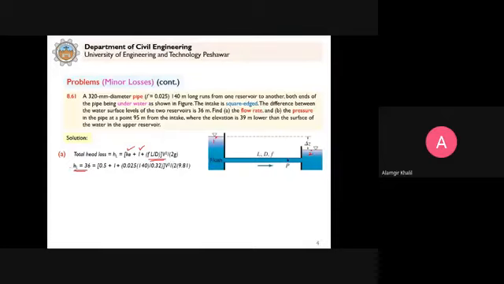Now, if you consider this point 1 here, what is the pressure, atmospheric pressure? So P1 by gamma here is 0. P1 by gamma, for example, if I write down here, P1 by gamma is equal to 0. Clear? Similarly, we have Z1 and we have V1 square by 2G.